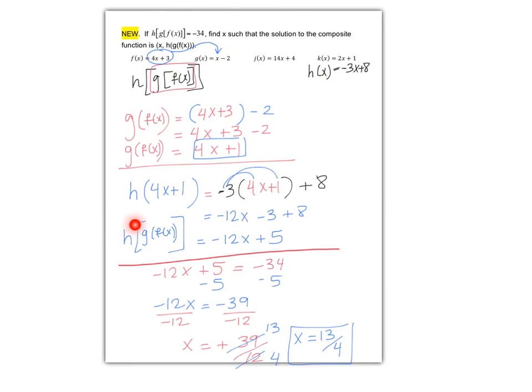Now, you got the final answer for this function. They're telling you it is equal to negative 34, so basically you set it equal to negative 34, and you solve for x to get 13 over 4. So, I hope this was helpful.